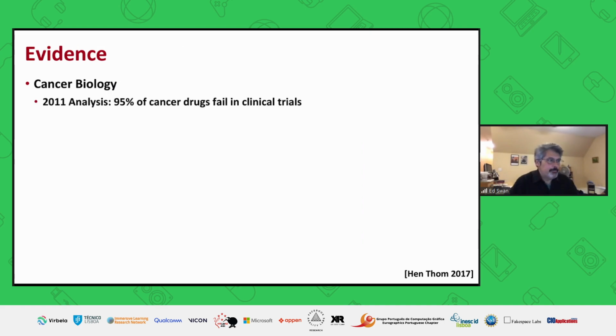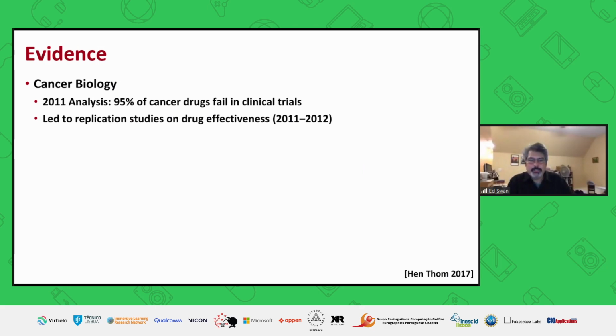In 2011, there was an analysis performed on a series of cancer drugs that had been developed over many years, with many millions of dollars of R&D development. 95% of these drugs failed in some clinical trials. So how can medical science make progress against cancer if 95% of the drugs that make it to the clinical trial stage don't actually work? So this led to some replication studies in the 2011-2012 timeframe on drug effectiveness.